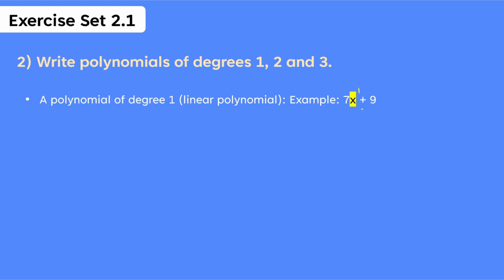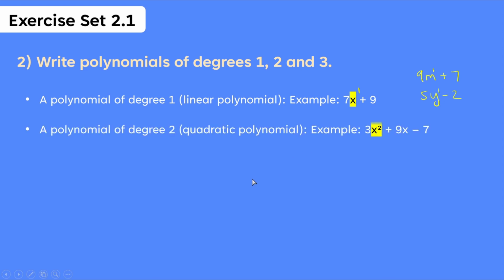So this is a polynomial of degree 1. You could also write it as 5y minus 2, 9m plus 7. So all these represent a polynomial of degree 1 because the power of the variable is 1. You could write anything, but it has to be accordingly written.